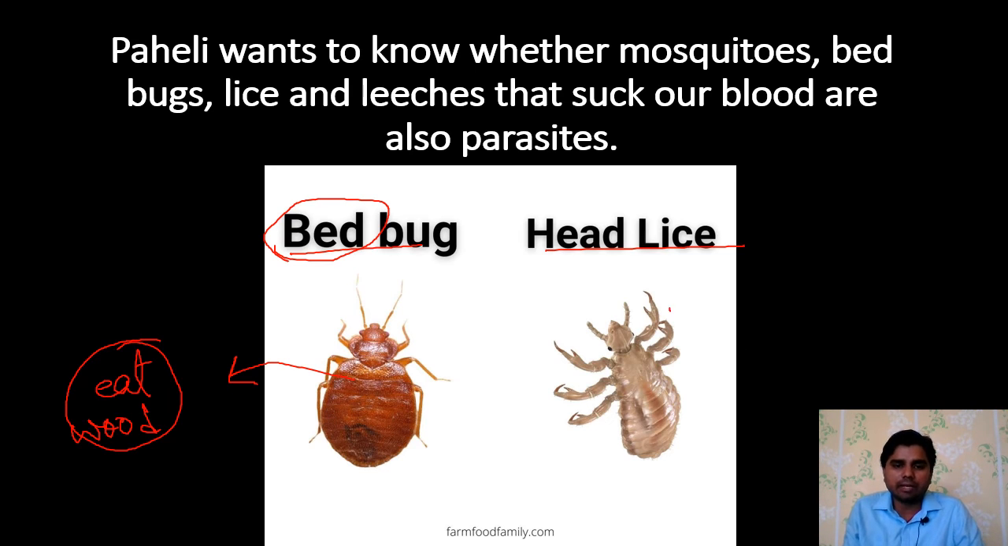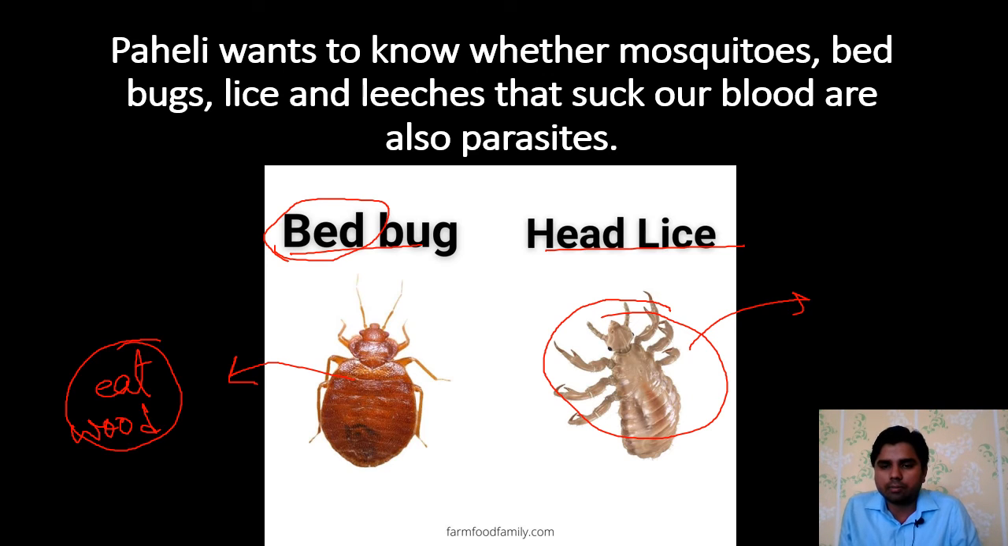But what we can see is that head lice are totally dependent upon the human, present in our hair. Head lice suck blood from the scalp of our head, and from there they get their nutrition. So head lice are totally dependent upon our blood. So a bedbug is not a parasite, but we can say that head lice are parasites because they live totally on, and take nutrition from, the human being.